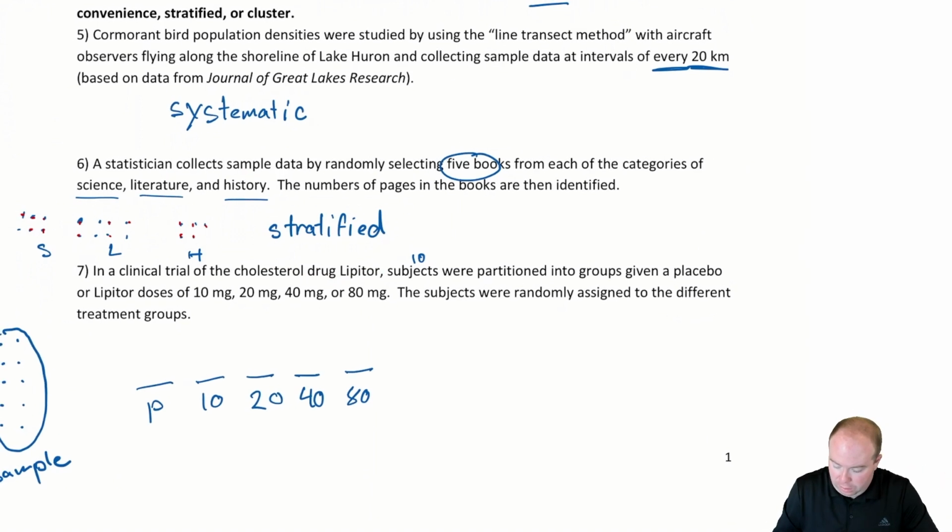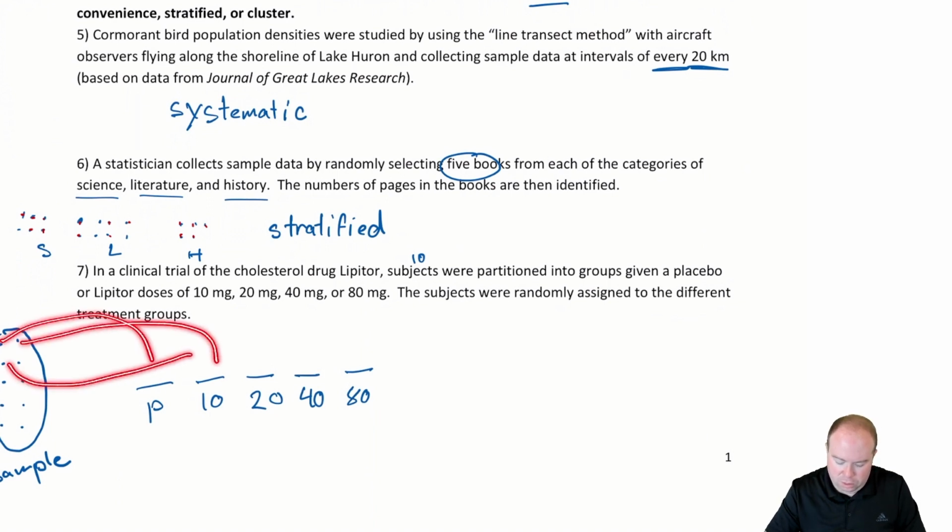They were randomly sampled beforehand, so we've got to be careful. This does not fall into the stratified or the cluster, because we're not using those strategies to sample. We've already done the sampling, and now we're going to basically say, okay, this first one goes here, second one could go here, third one could go here, fourth one could go here.